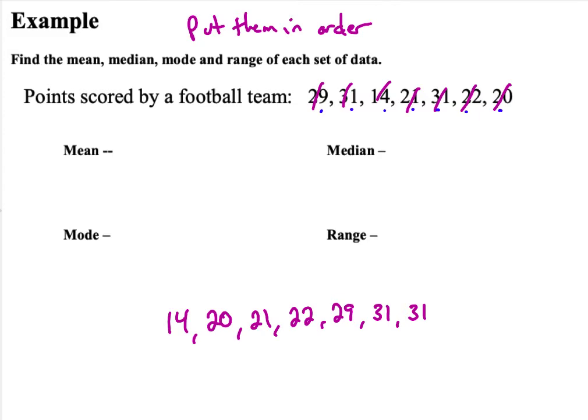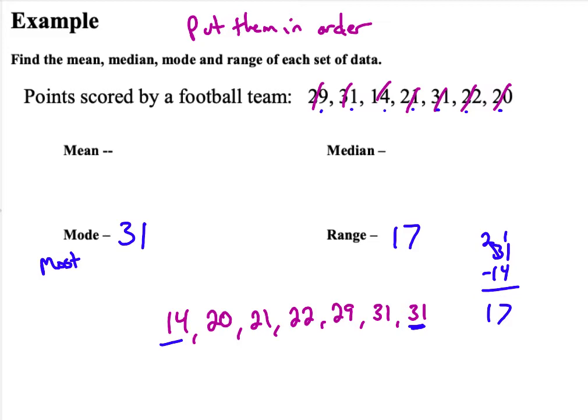So I'm going to knock out some of the easy ones first. The mode is the one that occurs the most. In this case, 31 occurs the most, so that's going to be my mode. Next, I'm going to do the range. That's your highest minus your lowest. So 31 minus 14. You can use your calculator as well, but that gives me a range of 17. There are 17 numbers between my highest and my lowest.